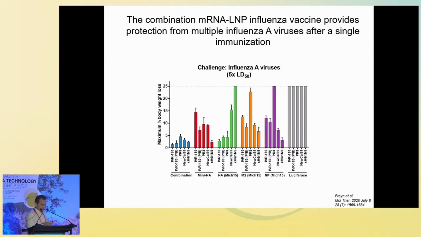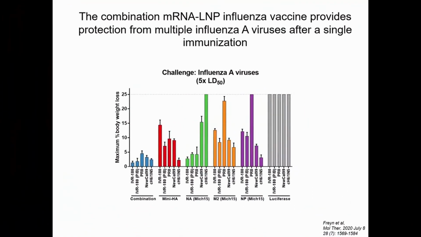And the most important data slide from this part is shown here. When we immunized groups of mice with the 4 monovalent vaccines or the combination vaccine and the negative control, Firefly luciferase encoding mRNA-LNP, and then challenged these mice with different influenza A viruses, it turned out that the monovalent vaccines induced variable levels of protection. They protected against certain viruses but did not protect against others, and the combination vaccine induced protection from pretty much all viruses that we have tested in this study.